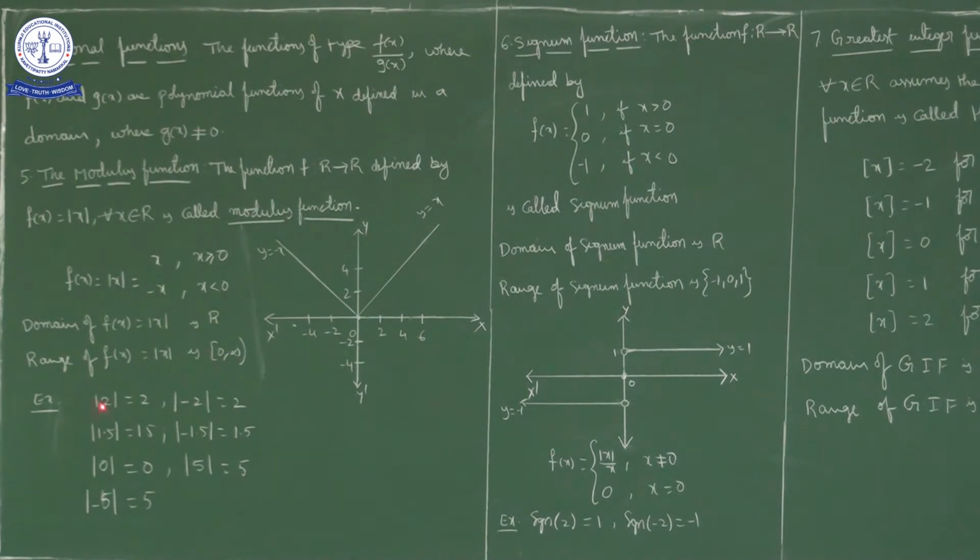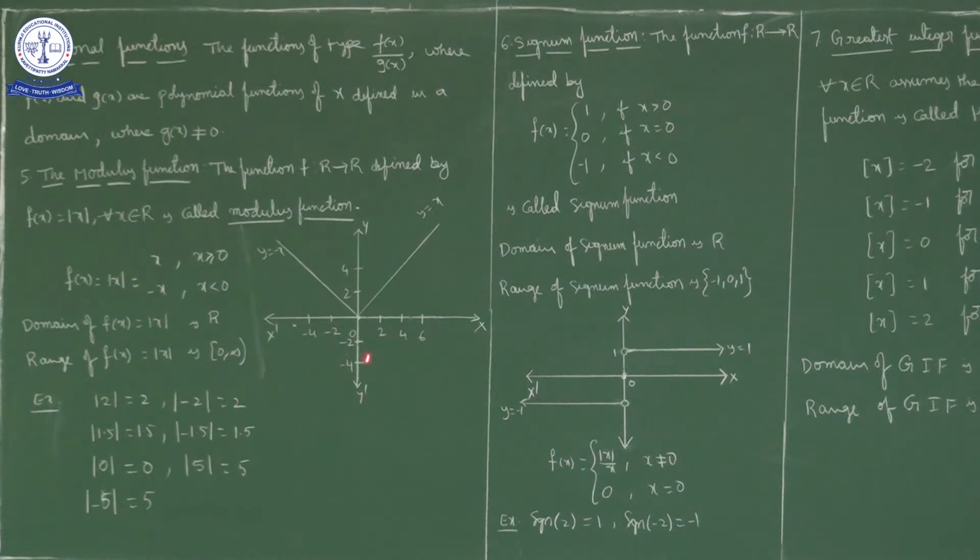So modulus of 2 is what? 2, directly we write 2. Modulus of minus 2 is minus of minus 2, which is plus 2. Modulus of 1.5 is 1.5. Modulus of minus 1.5 is minus of minus 1.5. So the mod x function is defined as modulus of x is equal to x when x is greater than or equal to 0, and modulus of x is minus x when x is less than 0.